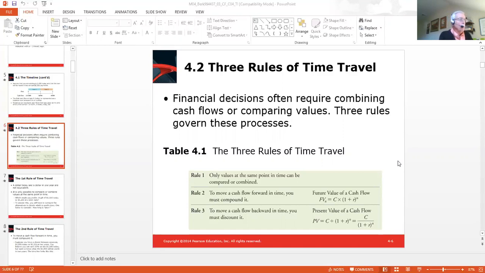So rule number 2 is to move a cash flow forward in time, you must compound it. So a present day amount placed in an interest-bearing situation will grow in time and will grow on a compounded basis.